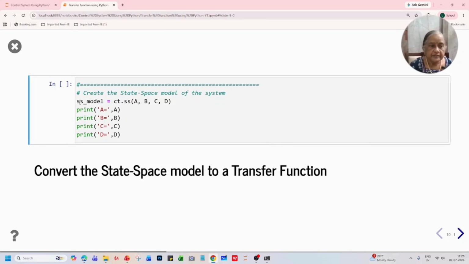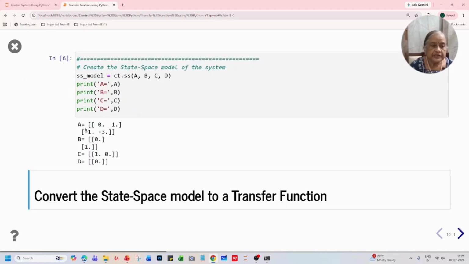So in the next step, the state space model. SS_model is the designation given to this ct.ss, passing A, B, C, D and asking it to print each of these. Let us see what it gives. So here is the matrix A, first row, second row within the outer matrix designation, and B, first row element, second row element, representing a column vector, and C is a row vector, and D is this.